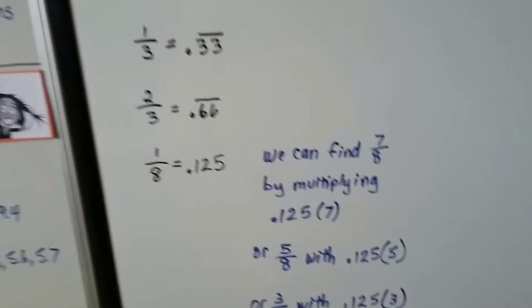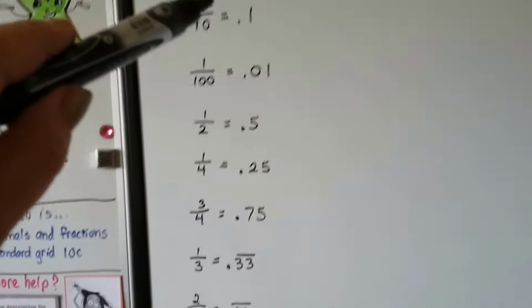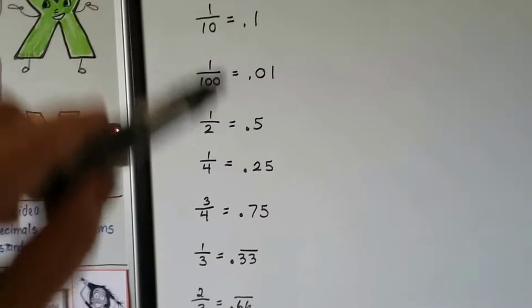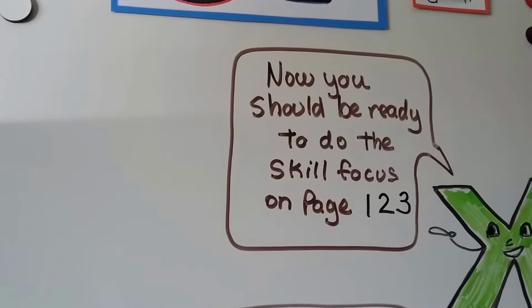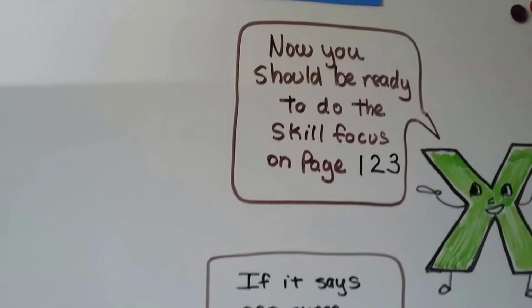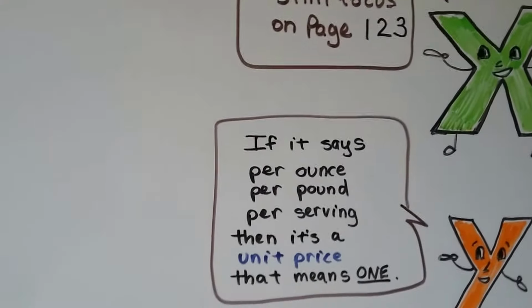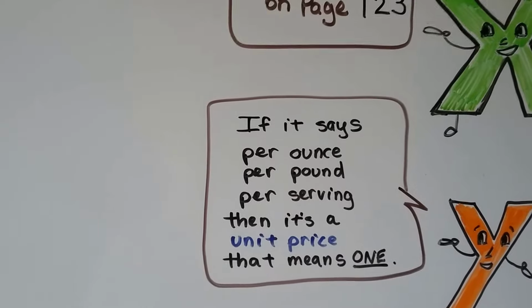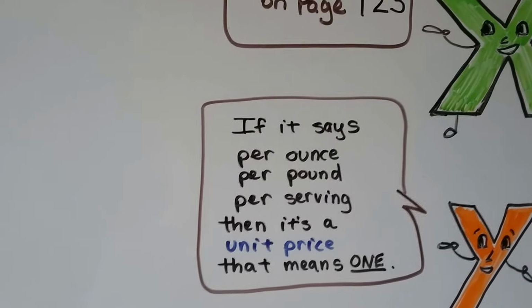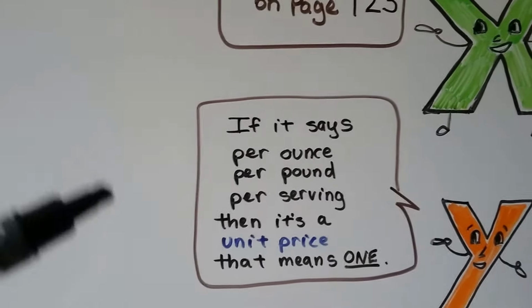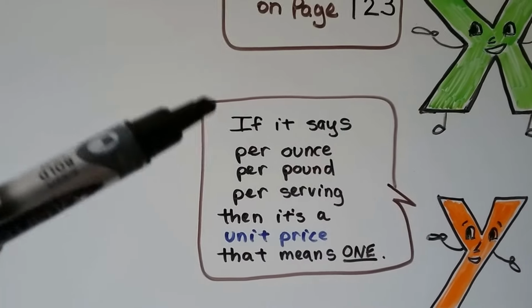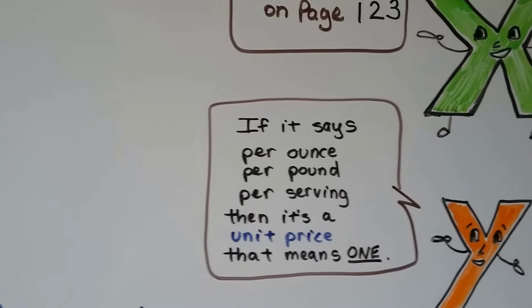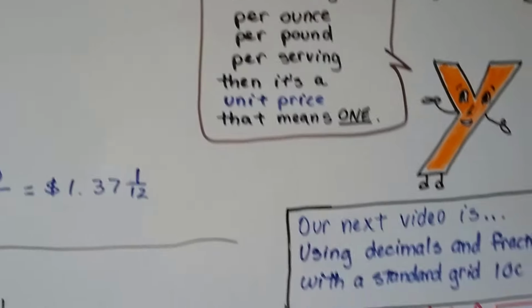See? So if you can remember some of the basic fraction to decimal conversions, that's going to help you go faster on the test. Okay? So now you should be ready to do the skill focus on page 123, and I hope you do well. Just remember, if it says per ounce, per pound, per serving, then it's a unit price. That means 1 ounce, 1 pound. If it says $3 per ounce, that means it's $3 for 1 ounce. Okay? And that's what you'll use for your math problem.